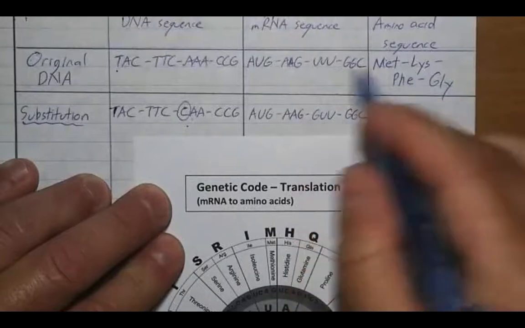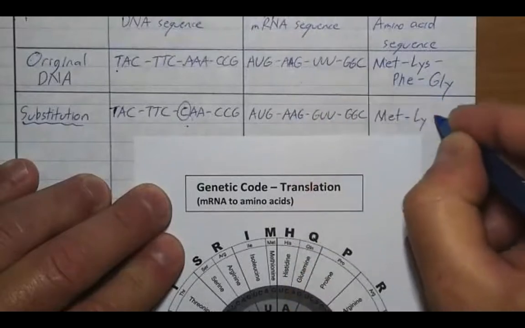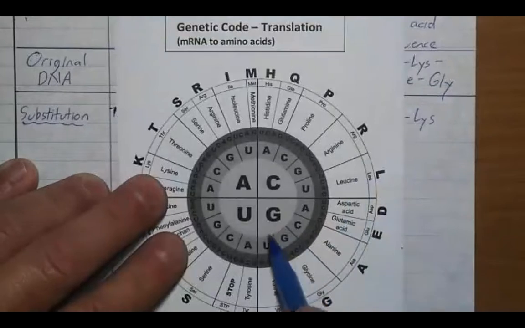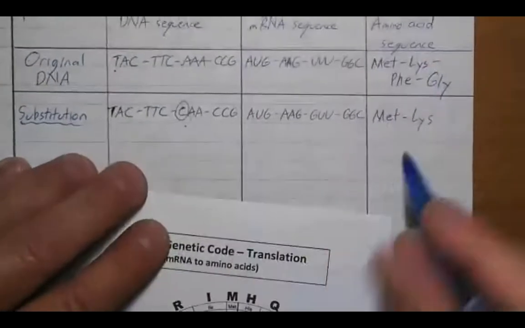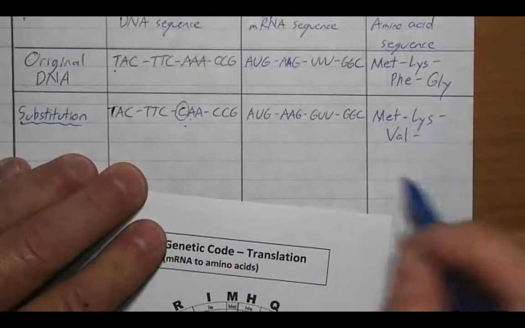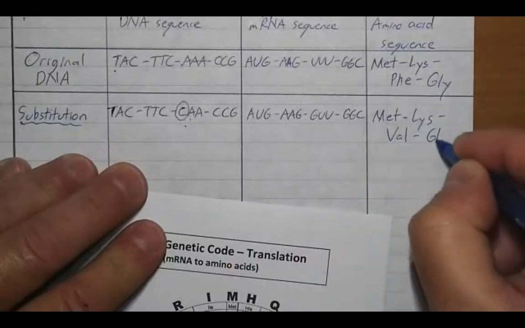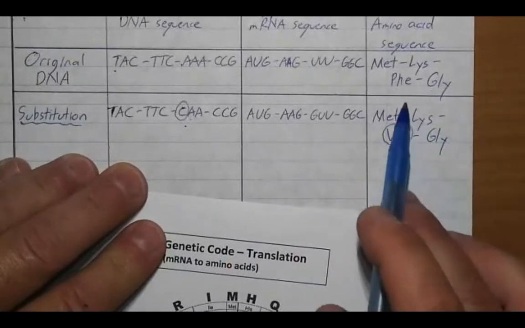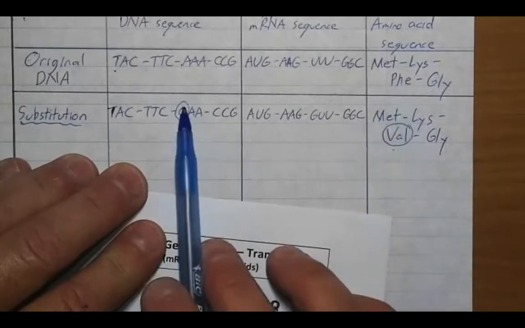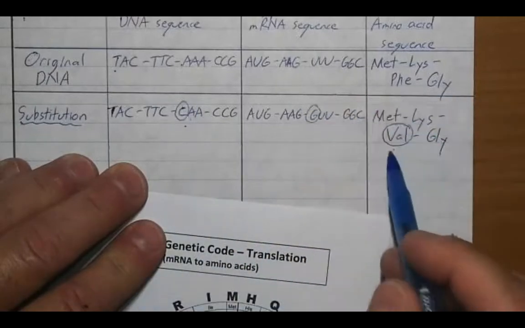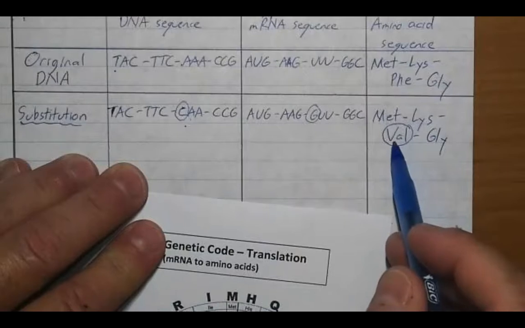And AAG, just like it was up here, is lysine. But instead of UUU, it's GUU. So I go now GUU, that makes valine. That's a different amino acid. And the one on the end is still glycine. So what got changed? This amino acid is now different than this amino acid. Why? By changing this one letter, I ended up changing this one letter, which ended up changing the amino acid.